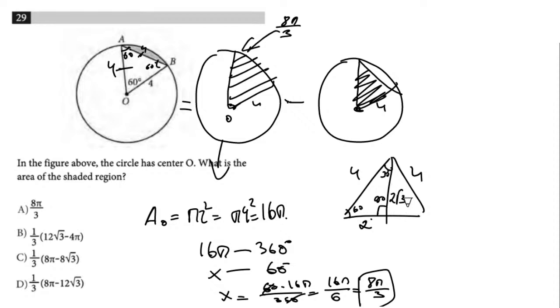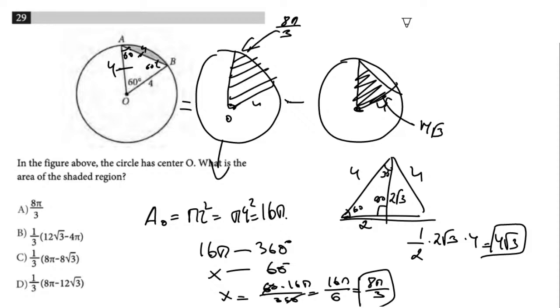And how do we find the area of the big triangle? It's 1/2 multiplied by the height. It's 2 square root of 3, and by the length of this, it's 4. So I get 4 square root of 3. Agree? So this is the area of this triangle.